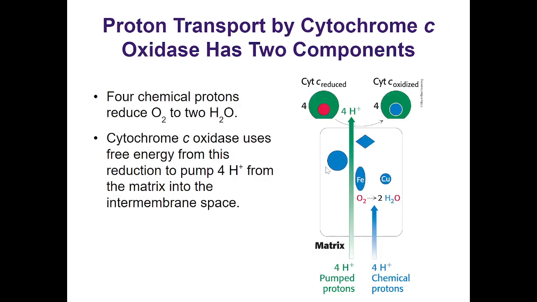All right, so again, 4 chemical protons are going to reduce O2 to the 2 H2Os. Remember, that's that peroxide bridge getting broken and then added onto releasing the 2 H2Os. And so this right here is the 4 electrons are going to be added to this. This is going to be the 4 H pluses coming in. These are the chemical protons. Then you have 4 H pluses that are the pumped protons. Those are the ones that are going to be pumped from the matrix to the intermembrane space. Anybody have any questions?